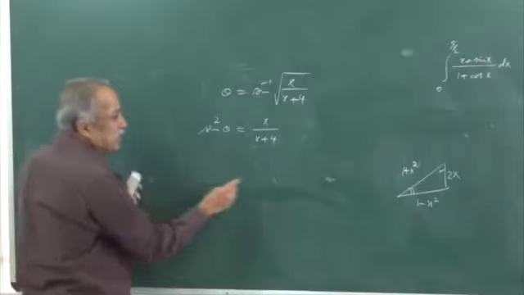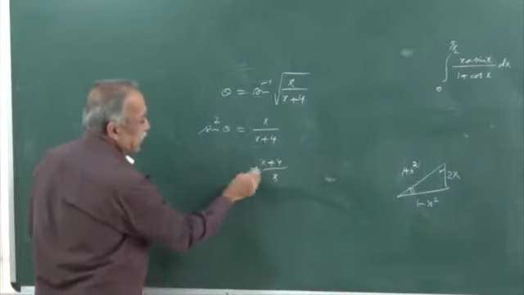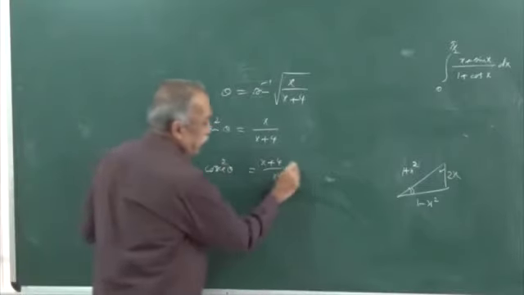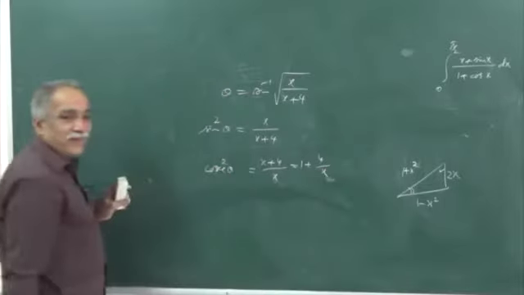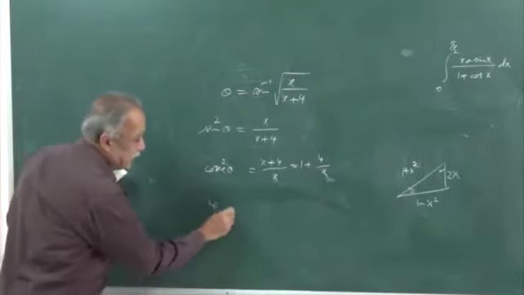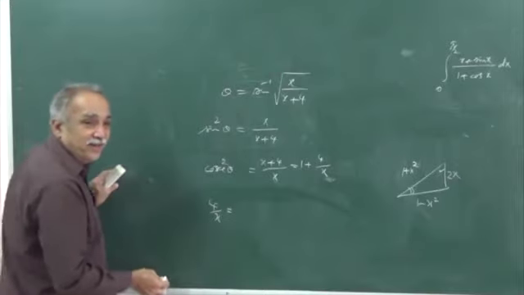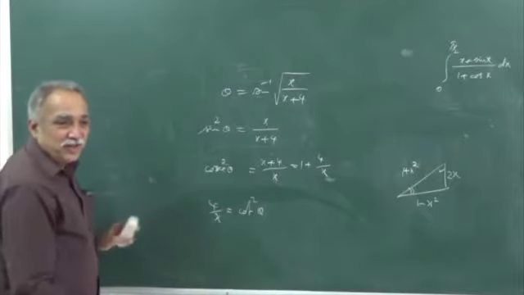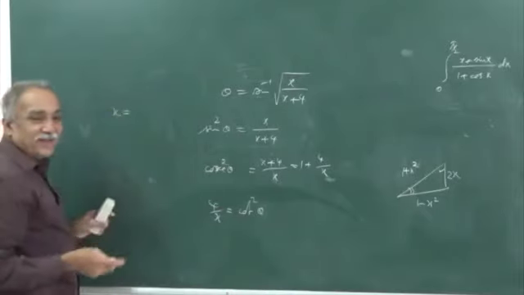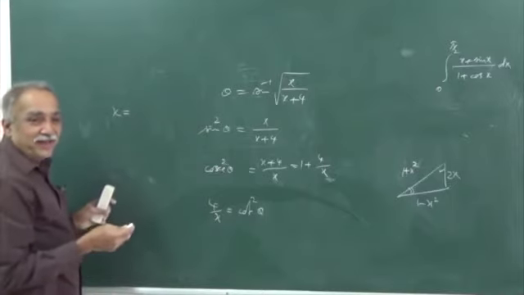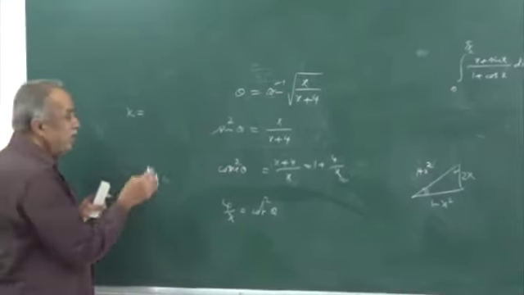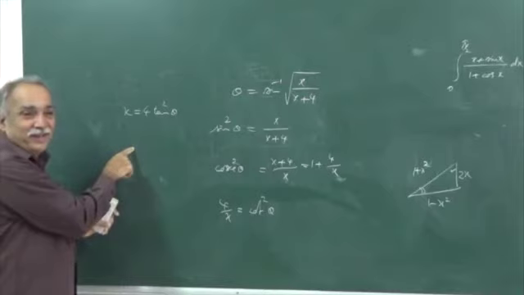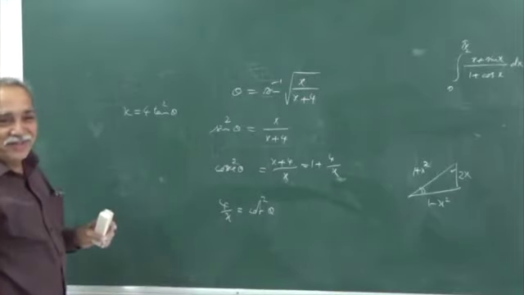Okay, take reciprocals. X plus 4 by x is cosecant square theta. This is nothing but 1 plus 4 by x. So 4 by x is cosecant square theta minus 1, cot square theta. So what is x? X is 4 by cot square theta. Am I right? Or x is equal to 4 tan square theta. Okay? You can find a replacement for dx easily.